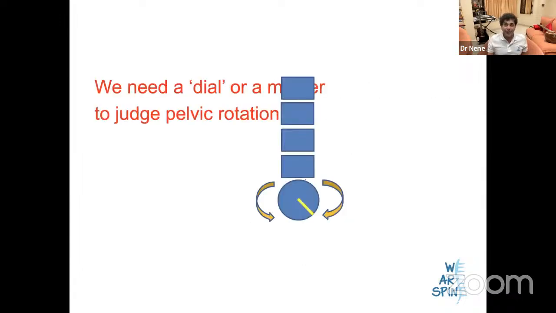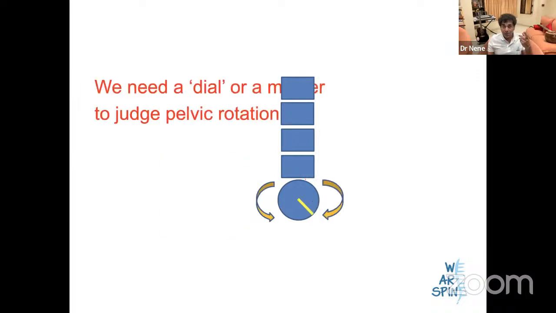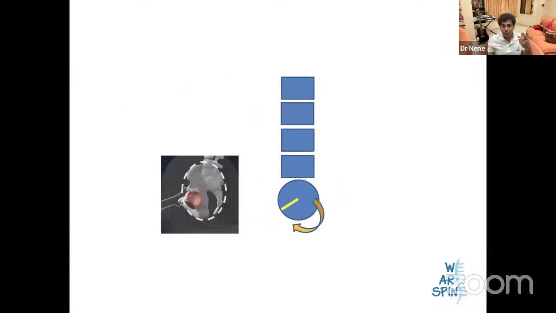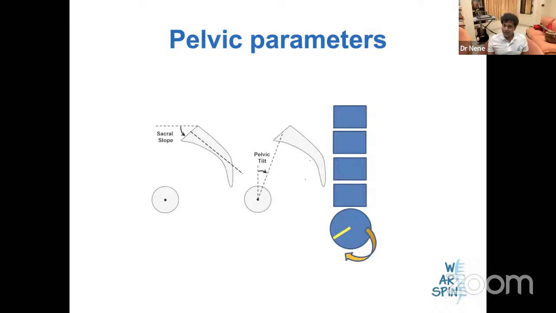If we had a dial that could tell you which way this sphere is rotated, life would be much better. You would know whether it's moved backward or moved forward, and then you can determine how the spine is based on it. So this dial is the base of pelvic parameters. The two simple parameters that you should know are the sacral slope, which tells you the angle of the sacrum in relation to the horizontal, and the pelvic tilt, which tells you the angle of the sacrum in relation to the center of the hip.